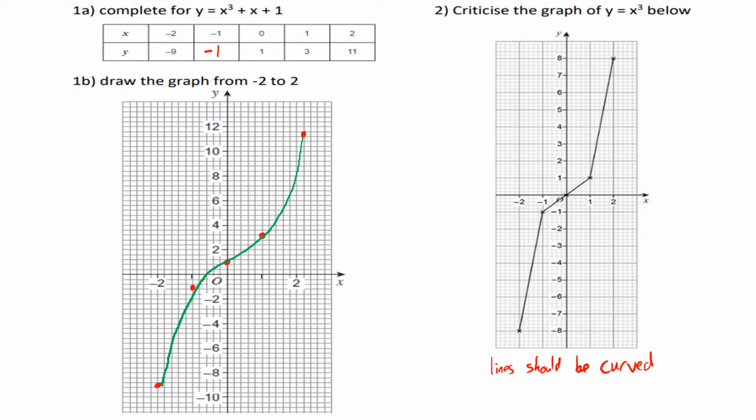All the values are correct, they just need to be joined, with some sort of gradient going on. Okay, that's cubics. So what's next?